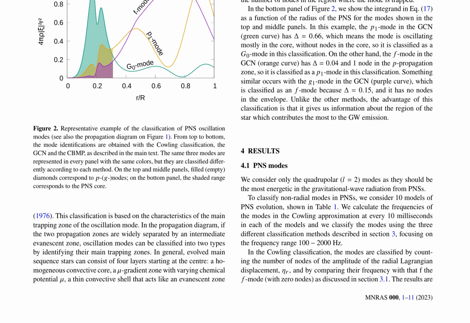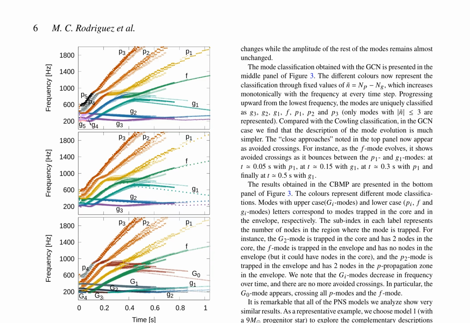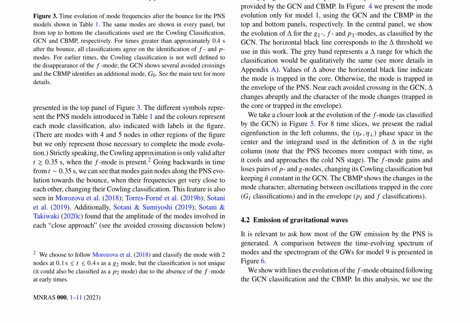The results show that the Cowling classification is not well defined at early times, while the GCN and CBMP methods provide a simpler and more consistent description of mode evolution. The GCN method reveals avoided crossings between modes, whereas the CBMP approach identifies modes trapped in the core or envelope, with the delta threshold distinguishing between the two. The authors also investigate the time evolution of mode frequencies and classify modes using the three approaches. They find that the GCN and CBMP methods provide complementary descriptions of mode evolution, with the GCN revealing avoided crossings and the CBMP identifying changes in mode character.